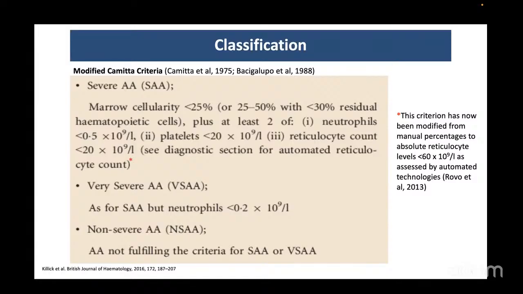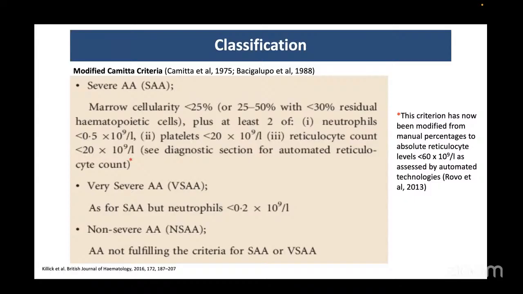So clinically speaking, we classify these patients into regularly transfusion dependent or episodically transfusion dependent. But putting that aside, pathologically, the severe aplastic anemia patients must have marrow cellularity of less than 25%, plus at least two of the following: ANC, or the absolute neutrophil count, less than 500 per cubic mm, platelet less than 20,000 per cubic mm, and retic count less than 20,000, which is now modified to less than 60,000 as assessed by the automated reticulocyte counters.